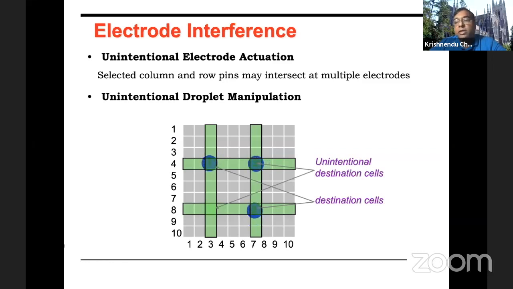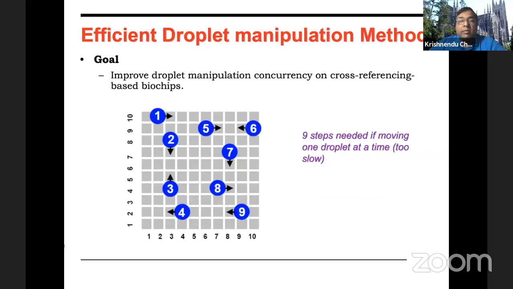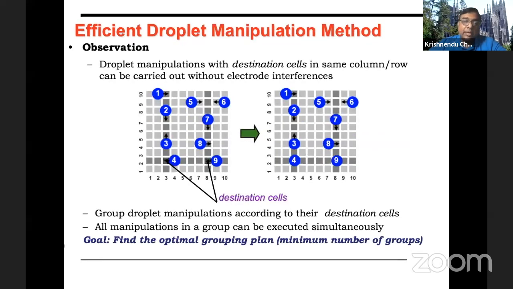This is a problem. So the question is, if I have many droplets like this on the array, 9 droplets, do I need 9 steps to move them one by one? That is very slow. Or can I move them in parallel? Can I find a way to move as many of them at the same time as possible? Now, this problem can be modeled in terms of some mathematical framework. The question is to find an optimal grouping plan. So put these 9 droplets in groups so that all the droplets in the same group can be moved at once. And the number of steps you need is equal to how many groups you have formed.